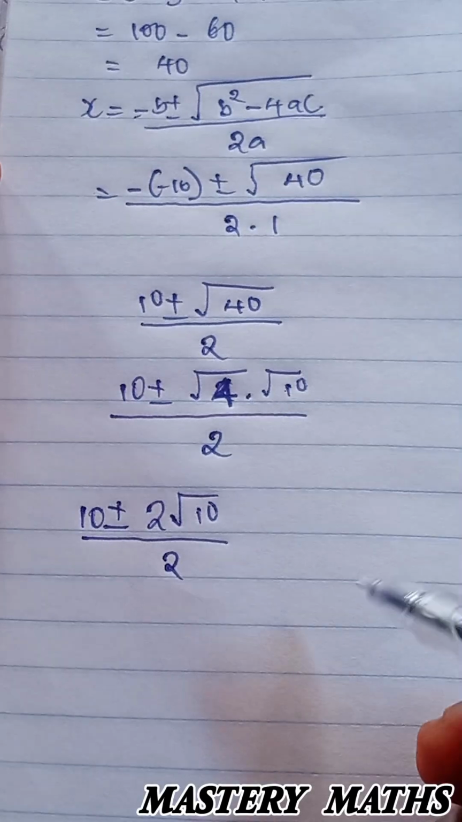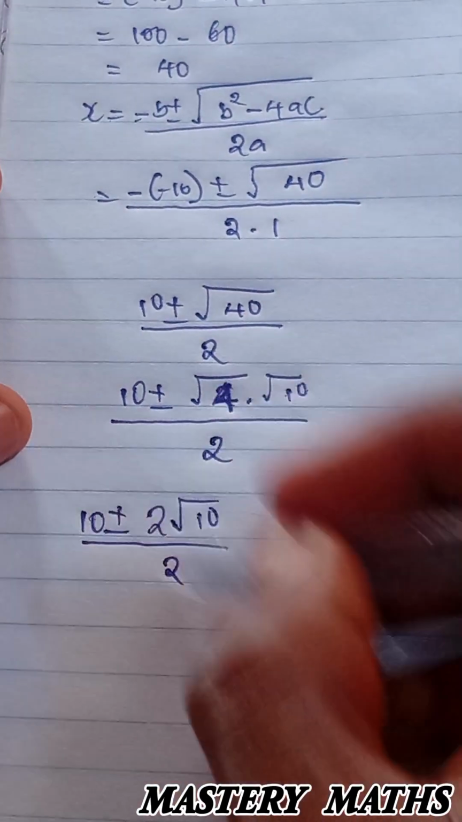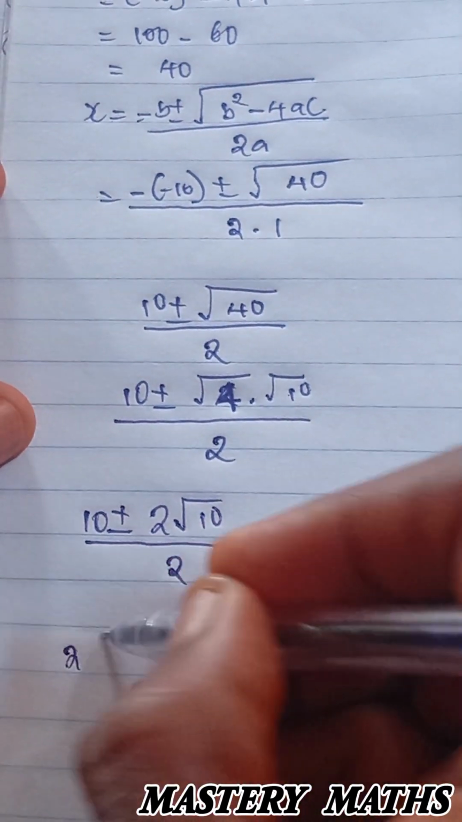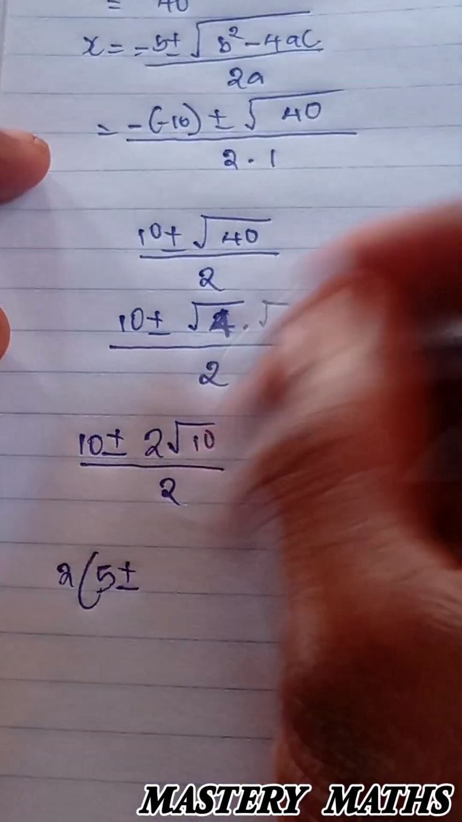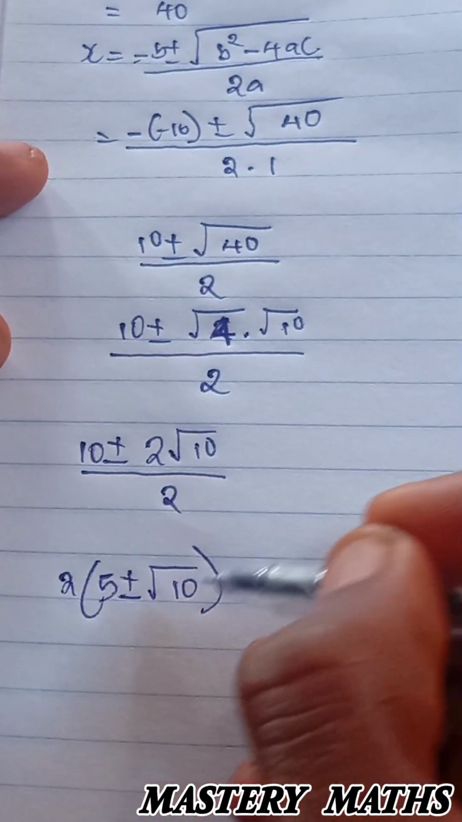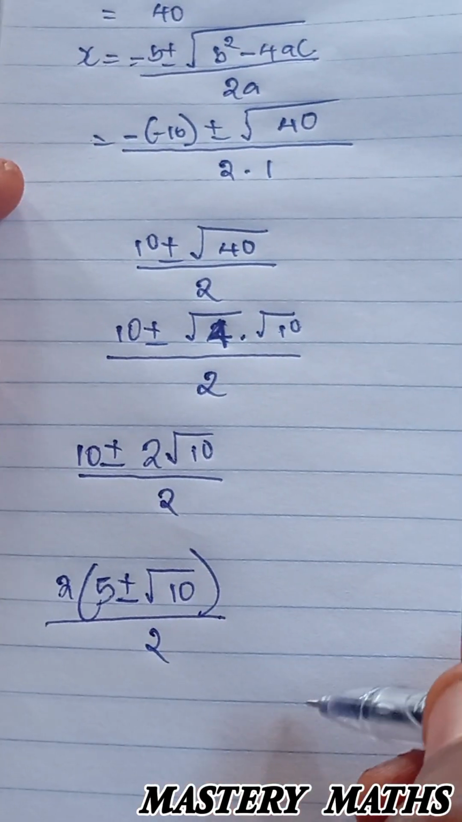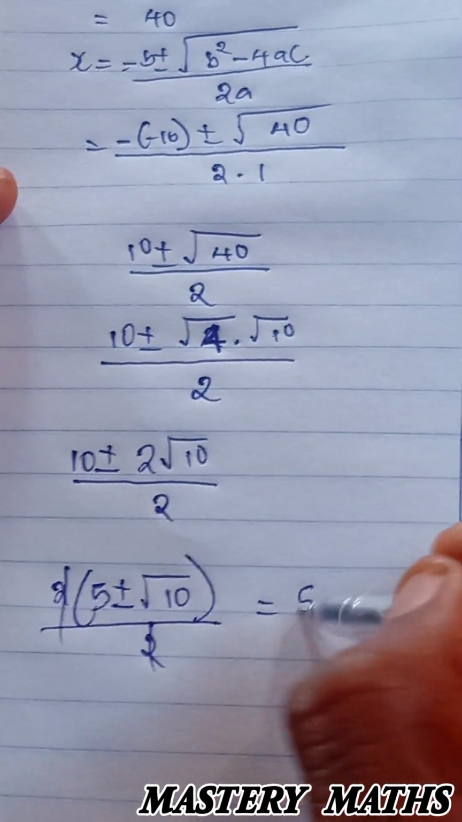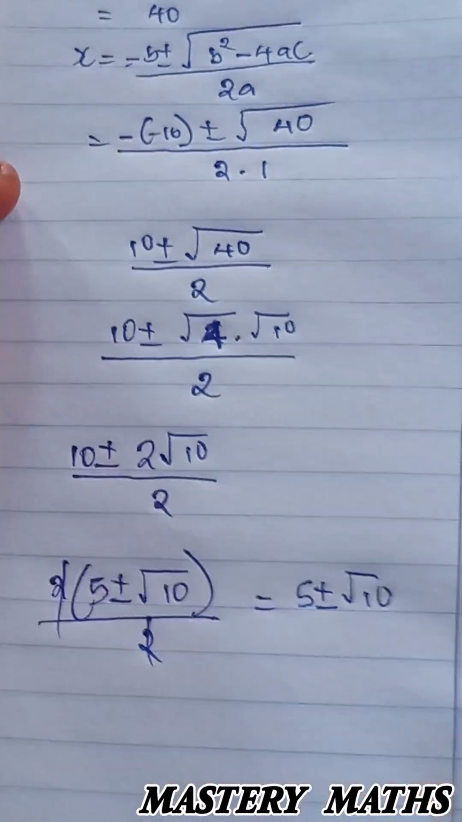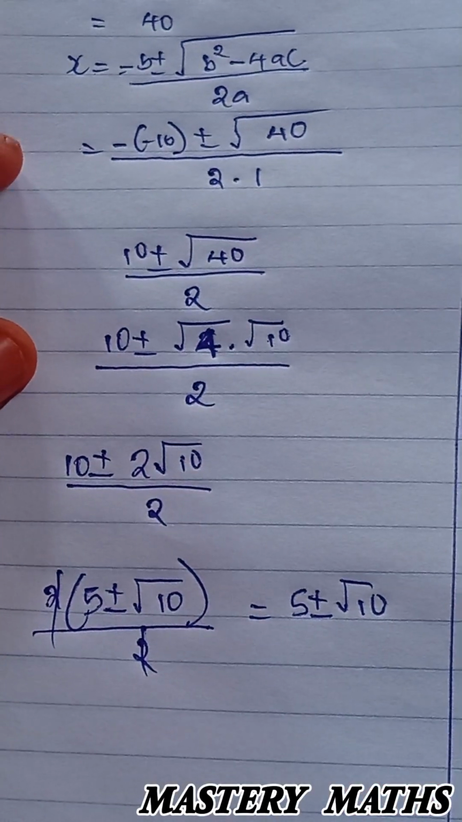Now what should we do? We're going to look for the common factor. The common factor here is 2. Say 2, open the bracket, 2 into 10 is 5, plus or minus, 2 into this is root 10, then divided by 2. So that the 2 cancels out 2. What I have left is 5 plus or minus root 10. That's what you have next.